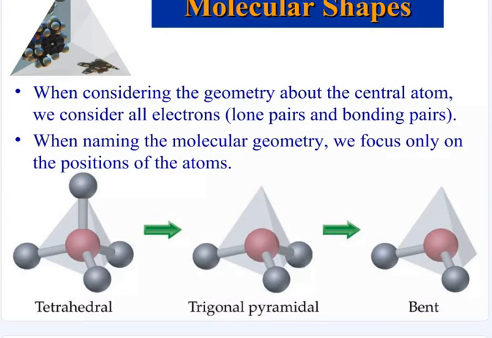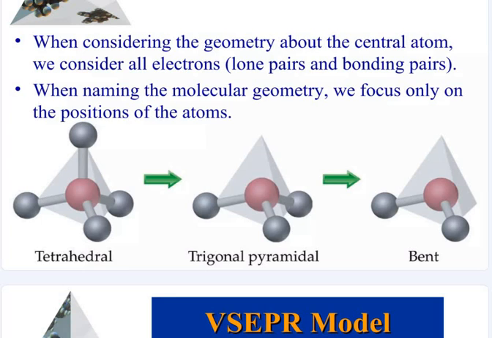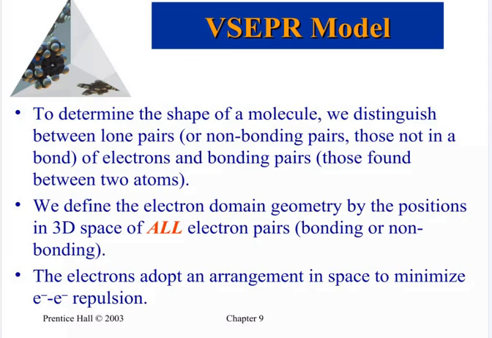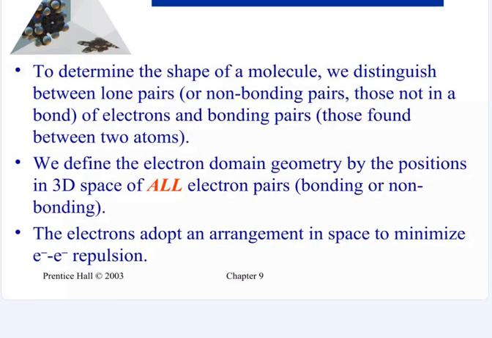Now, when considering the geometry about the center atom, we consider all electrons, lone pairs plus bond pairs. When naming the molecular geometry, we focus only on the position of the atoms. So you can see tetrahedral converted into trigonal pyramidal, and into bent. To determine the shape of a molecule, we distinguish between lone pairs, non-bonding pairs, those not in a bond, and bonding pairs, those formed between two atoms. So we define the electron domain geometry by the position in 3D space of all electron pairs, bonding or non-bonding.